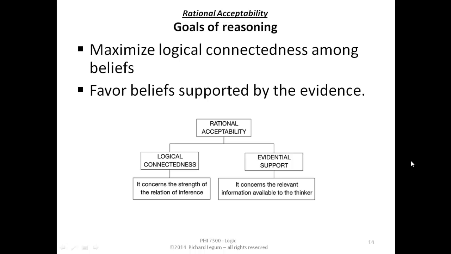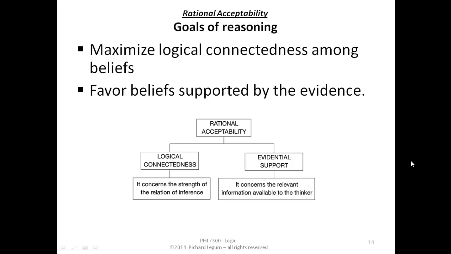But let's just kind of summarize. Rational acceptability is supposed to get us to the truth, and the way it does this is by having two goals of reasoning. The first is to maximize the connectedness among our beliefs, so we have strong logical connectedness, a high degree of connectedness between certain beliefs and new beliefs that we're trying to bring into our body of knowledge.